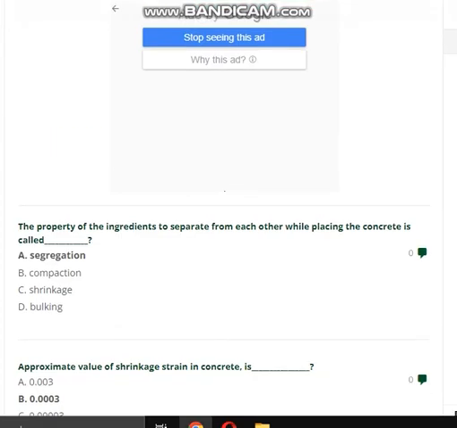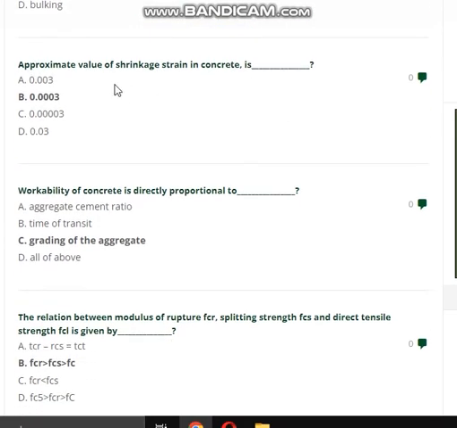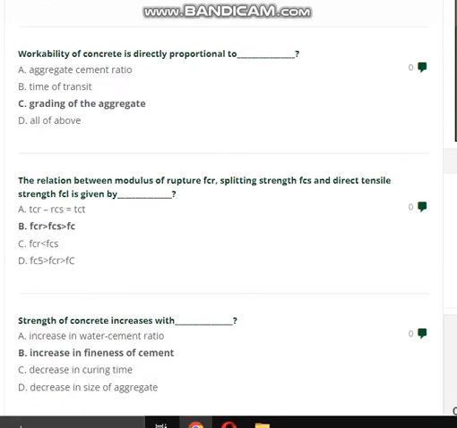In Park MCQs, the property of the ingredient to separate from each other while placing the concrete is called segregation. Approximate value of shrinkage strain in concrete is 0.0003. Workability of concrete is directly proportional to the grading of the aggregate.